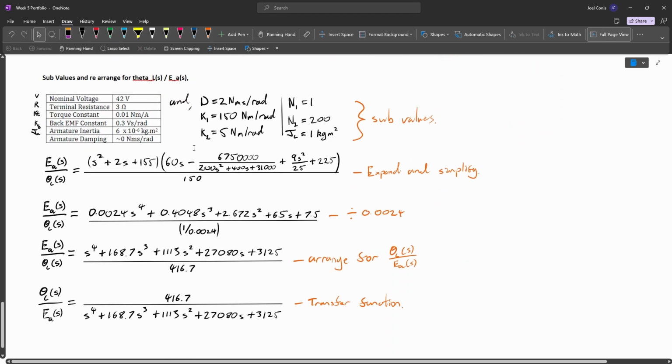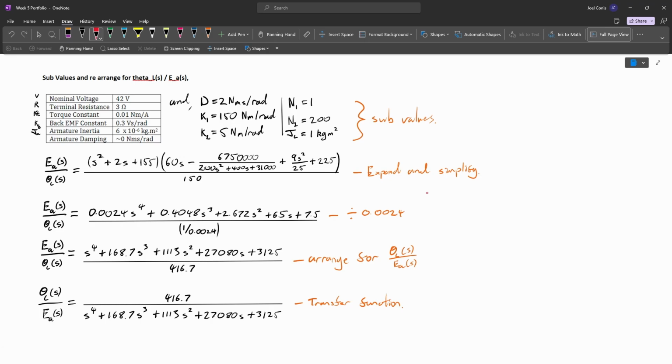To proceed, we're going to substitute the values that were given in the problem statement, expand and simplify, then make the function go to the standard form by dividing by 0.0024, and then rearrange for theta L on EA, because currently this is not the correct form for our transfer function. This is the transfer function.